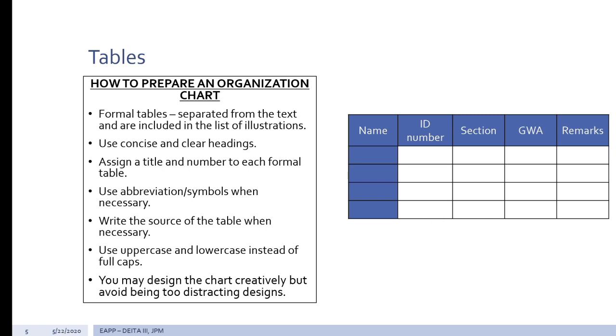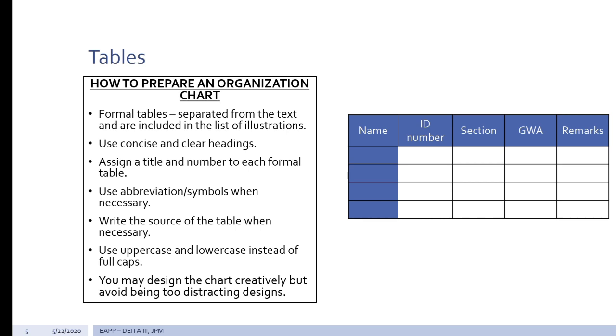How do we prepare a table? Now, when we prepare a table, first we need to consider if it is a formal table or an informal table. Let's start with the formal table. The formal table contains complex data, should contain titles, table numbers, and detailed headings. They are separated from the text and are included in the list of illustrations. That's a formal table.